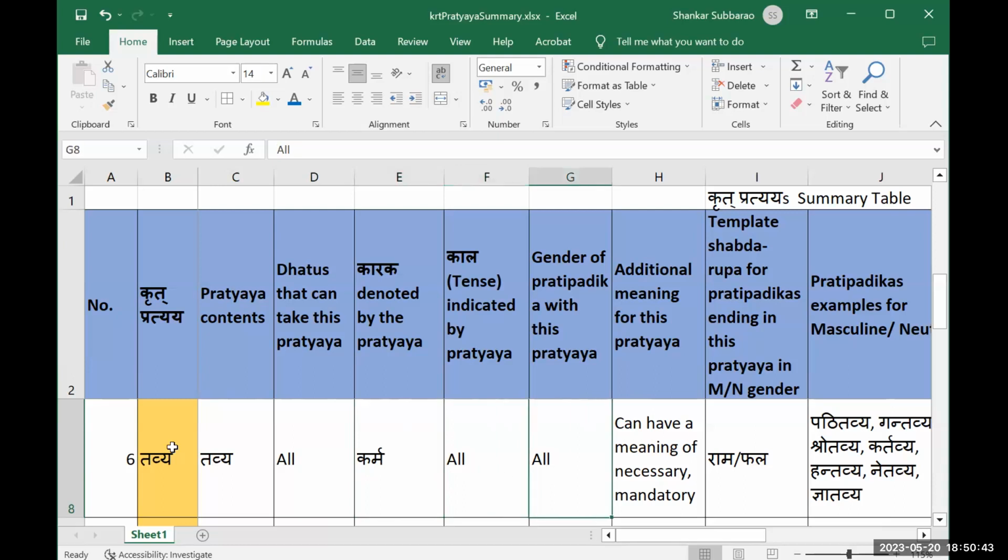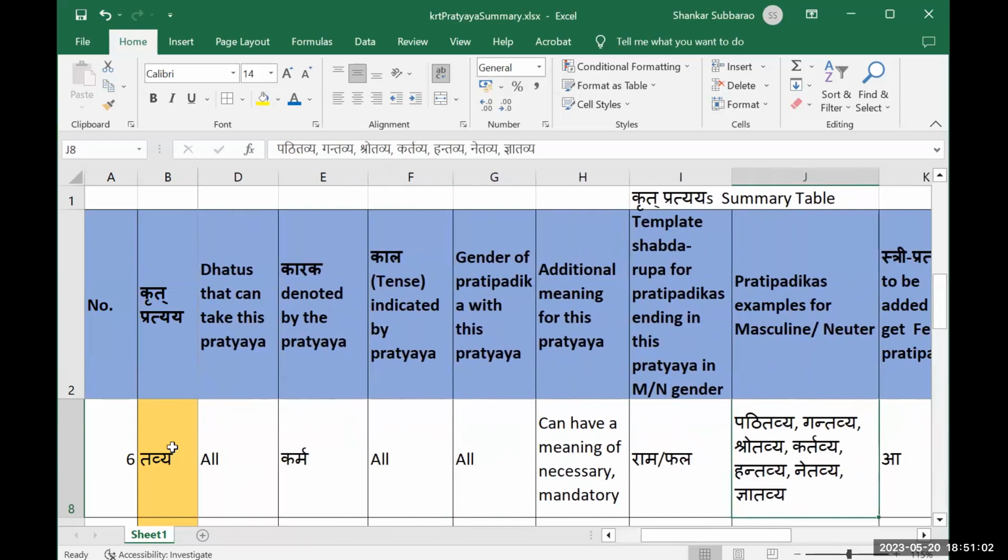Gender: all genders. What's the additional meaning for this pratyaya? It can have the meaning of necessary, mandatory, force. Certain force is there. Declines like what? Akaranta. Tavya is there, therefore like Rama and Phala. What are the words like? Patitavya, Gantavya, Shrotavya, Kartavya, Hantavya, Netavya, Gyatavya. You hear this all the time.